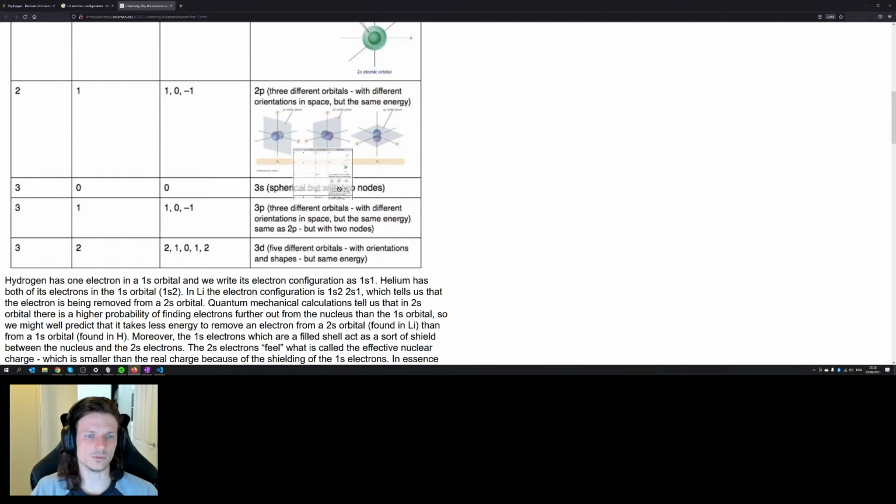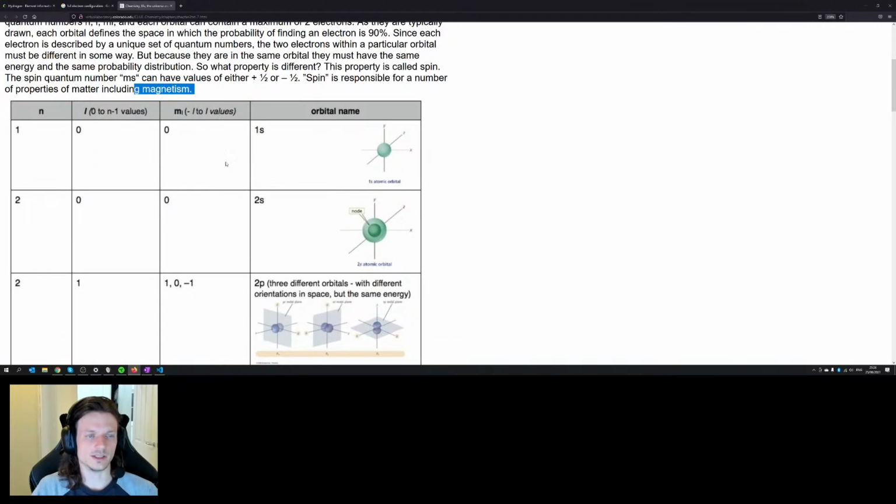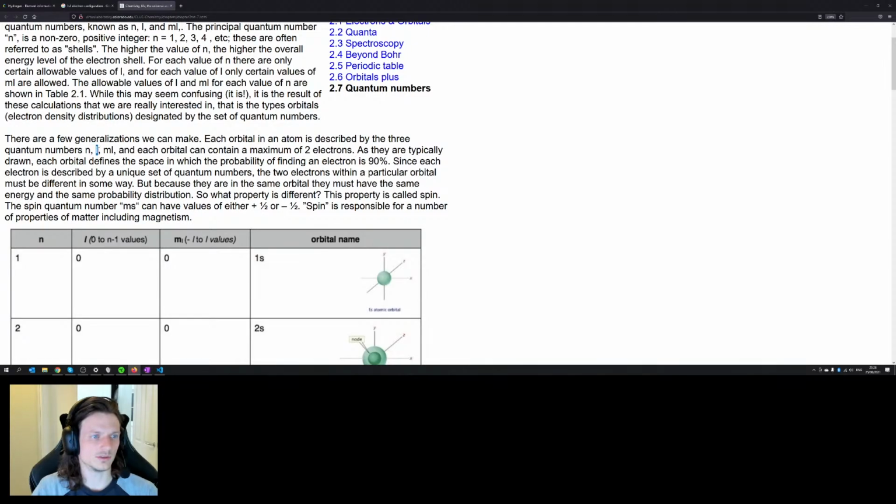3s is spherical but with 2 nodes. 3p is 3 different orbitals with different orientations in space but the same energy, same as 2p but with 2 nodes. 3d, 5 different orbitals with orientations and shapes but same energy. 2, 1, 0, 1, 2. This was minus l to l values, or is this m minus 1.